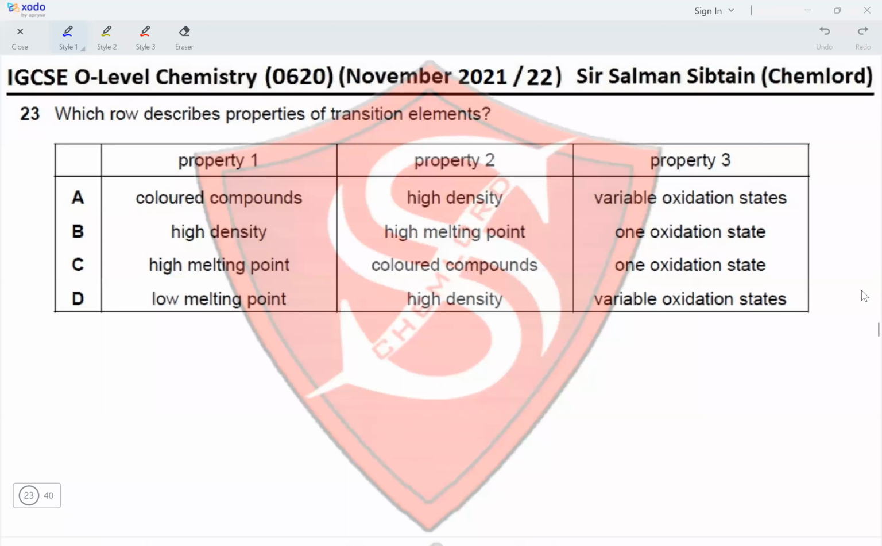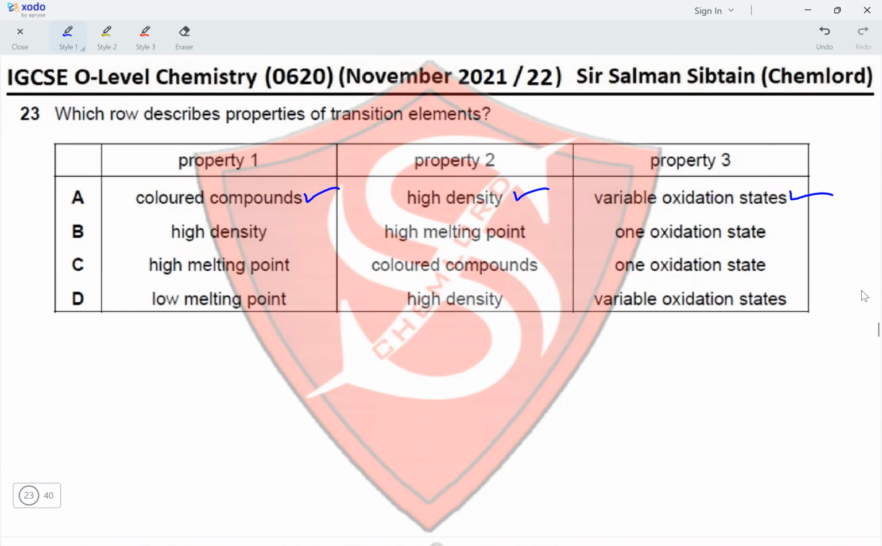Question 23. Which row describes properties of transition elements? A. They form colored compounds. Yes. They have high densities. Yes. And they have variable oxidation states. Yes. So all three properties listed in A are correct for transition elements.